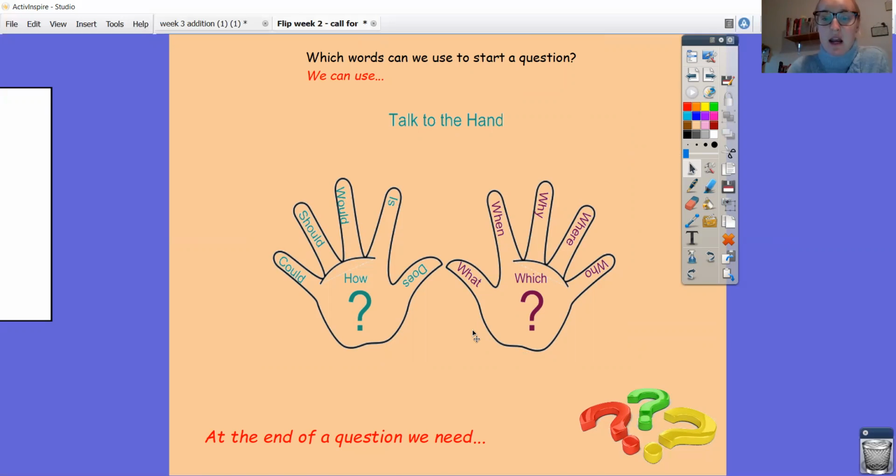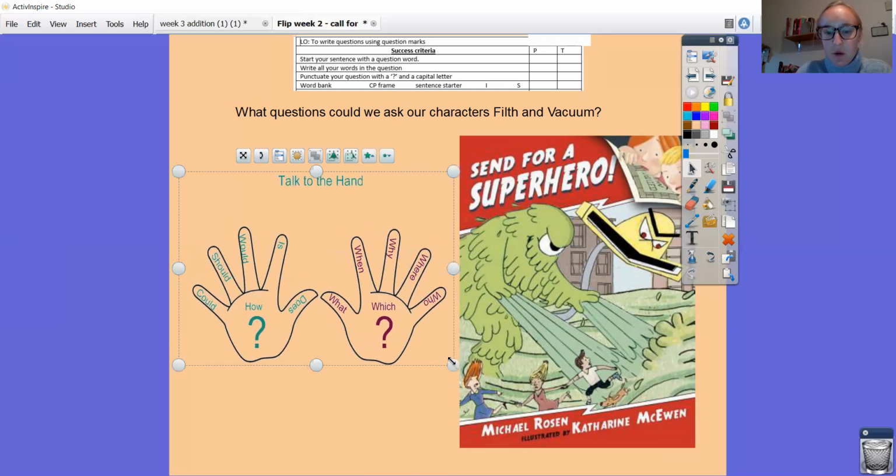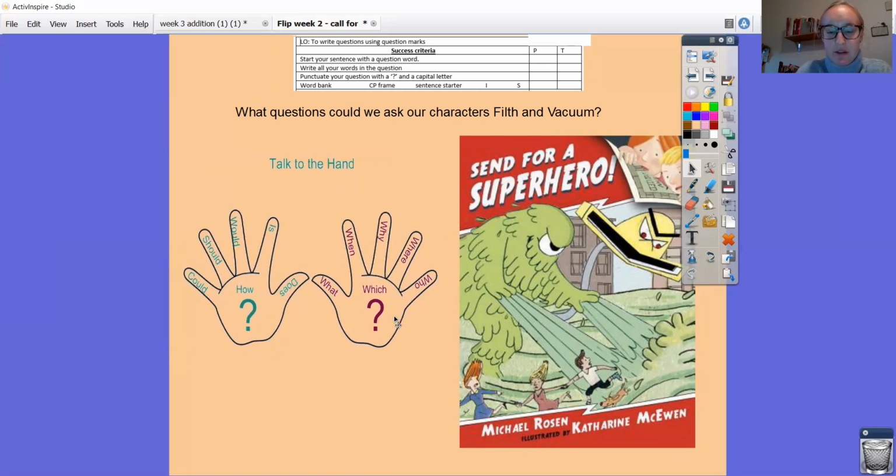But don't forget, right at the end of our question, we need this piece of punctuation here, which is a question mark. So today we're going to ask some questions to the characters Filth and Vacuum. We might be wondering why they are behaving like they are, or what we think they might be doing. So you're going to have a go at using these question words to generate some questions that you could ask these characters.